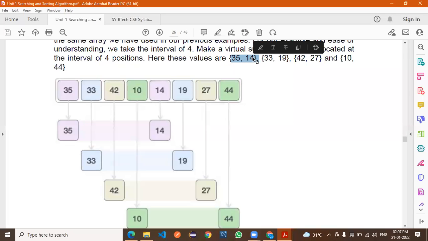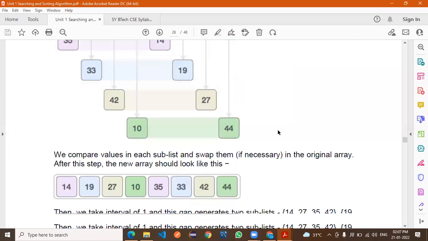So 14, after that 35. Here 19, 33. Here 27, 42. And here 10, 44 as it is.